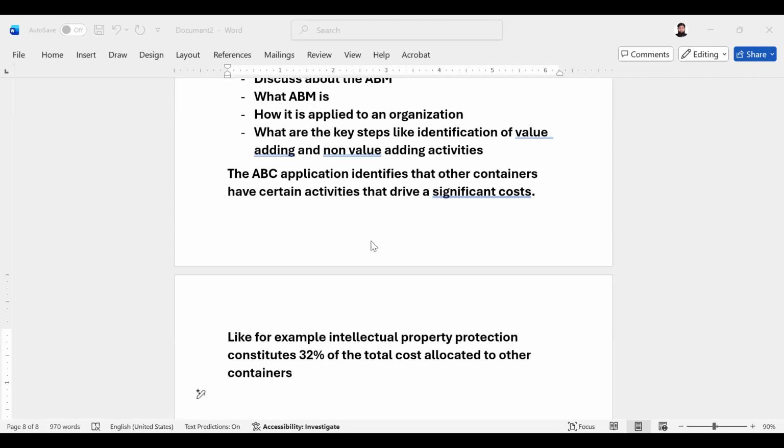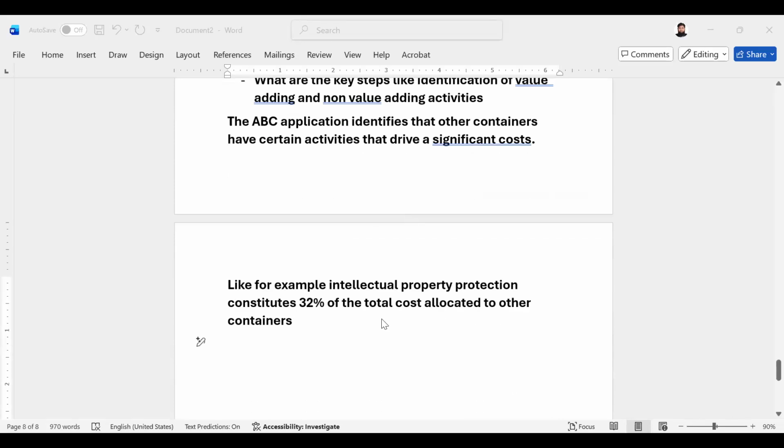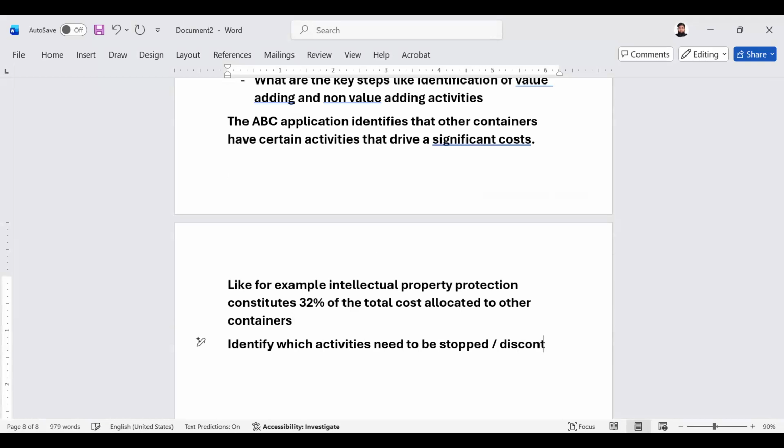Okay, so what we are gonna do is that we're gonna keep it till here because this is how you will approach. So what happens is that this actually helps you identify which activities need to be stopped slash discontinued. This is what it does, right? Okay. So we have done question number 1, question number 3 of the latest exam paper.